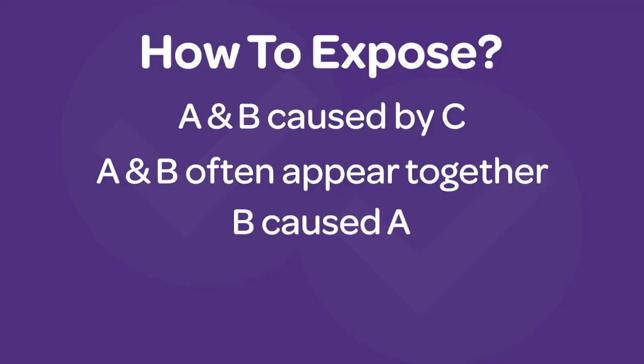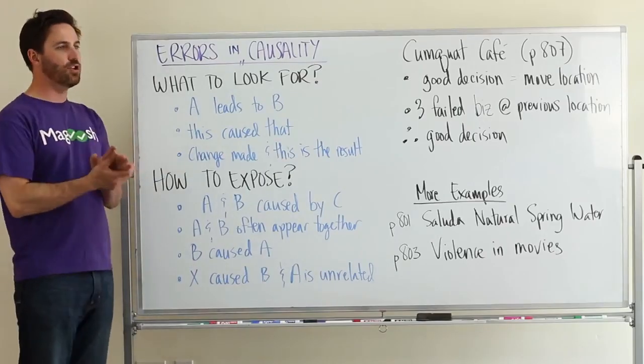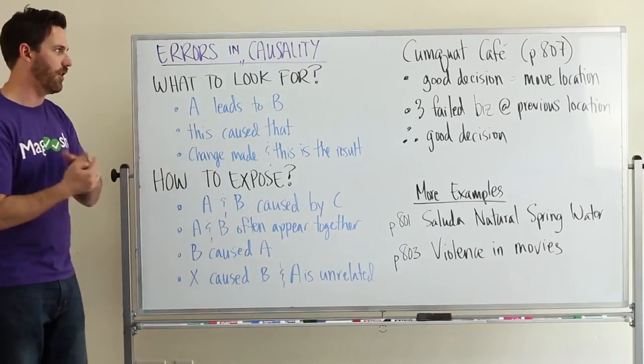Another one, perhaps B caused A. Maybe it's the other way around. You just got it wrong. You saw the order of events differently. Or finally, maybe something caused B and A is completely unrelated. It just happens to be there but is not a factor in why B exists. So talking about these things in your essay will be a great way to expose these flaws.